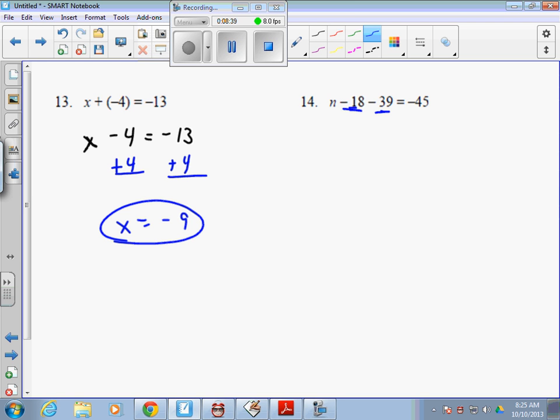Combine your terms, negative 18 and negative 39. Well, we know 8 and 9 is 17, and 3, 4, 5, so that's negative 57. So n minus 57 equals negative 45. Again, same sign, so we added them up and kept the common sign negative.